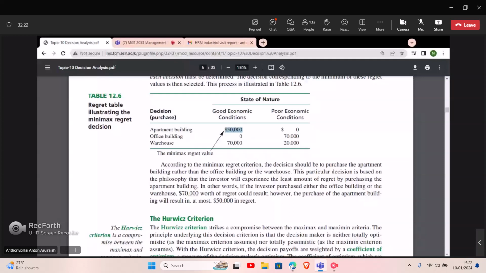According to this, we have to produce a regret table, a regret payoff table. From that, we have to compare. Let's see which is the minimum in the good economic conditions. We have zero. Out of this, take the minimum. That's why it's called that. It's how we make the decision on the limits.